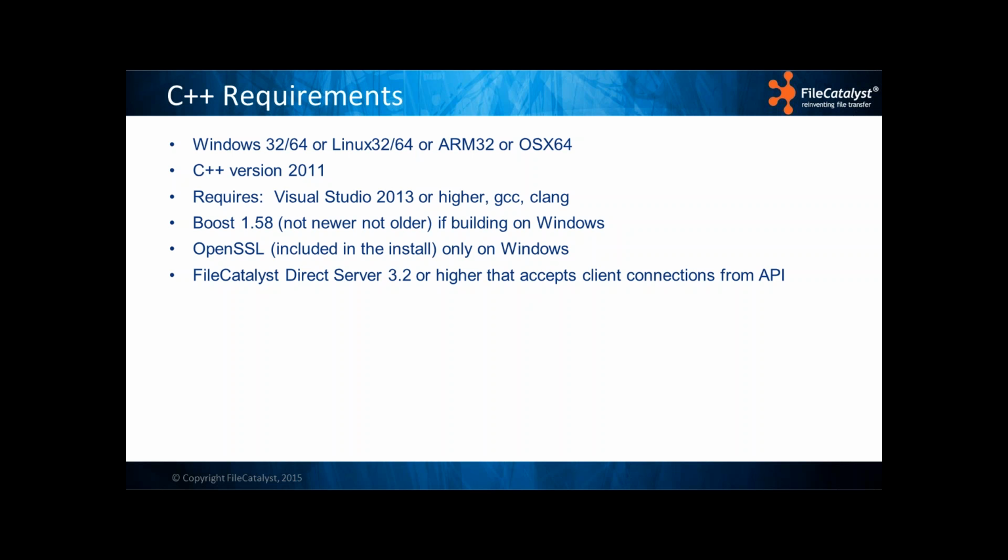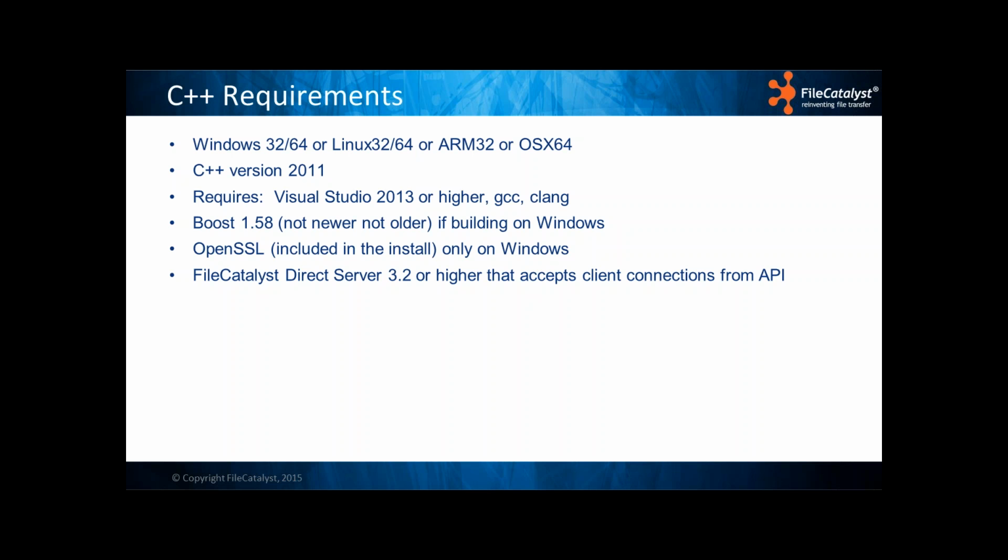Down the road, I think we will do a Mac OS webinar as well on how to code with FileCatalyst on Mac OS X. But this webinar today really pertains to Visual Studio. What else is required? Visual Studio 2013 on Windows. On Mac, you will need GCC or Clang. On Linux as well, you can use Clang or GCC. On Windows only, you also require a Boost library. So you'll have to go to Boost and download version 1.58. You cannot go older or newer. It must be 1.58 when you're building on Windows.